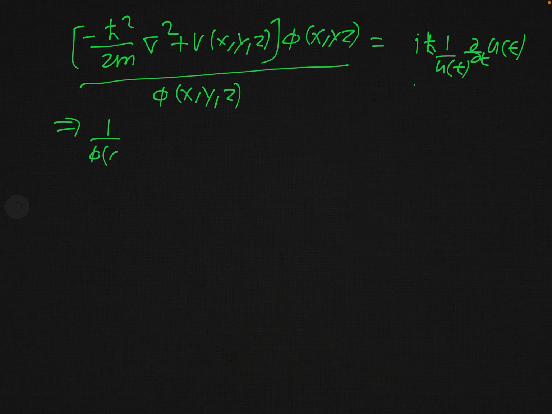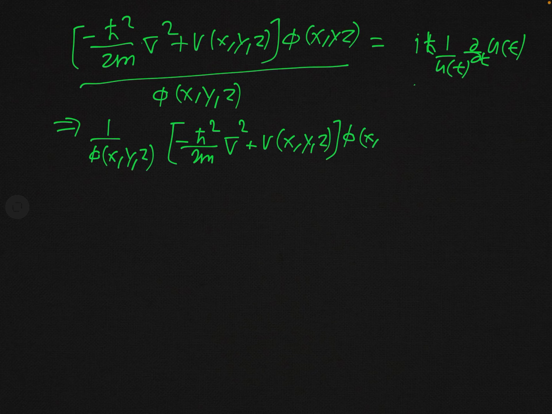This is 1 over phi of x, y, z times minus h bar square over 2m del square plus V of x, y, z phi of x, y, z, and this is equal to i h bar 1 over u of t del del t u of t, and say this is equation 3.